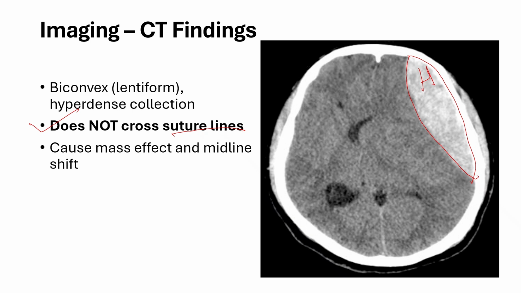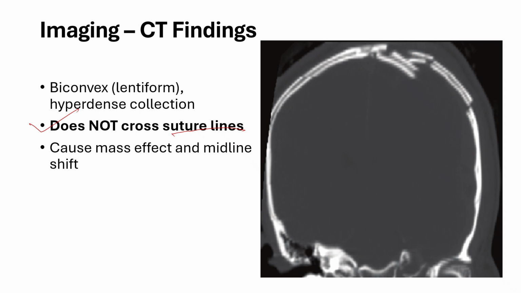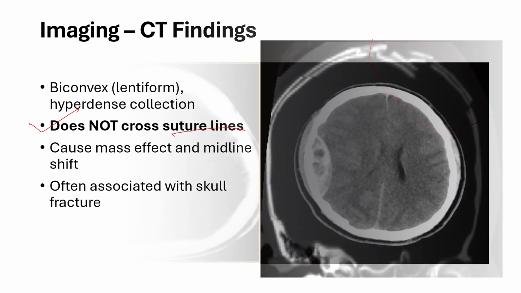It causes mass effect, as we can see in this image, causing compression of the adjacent brain parenchyma. And we can see there is a midline shift here. This is the midline. We can see that the ventricle and the basal ganglia are also shifted to the right side. So this is the mass effect and midline shift. It is often associated with calvarial fracture, as we can see in this image. This is the coronal image showing the calvarial bone fracture.